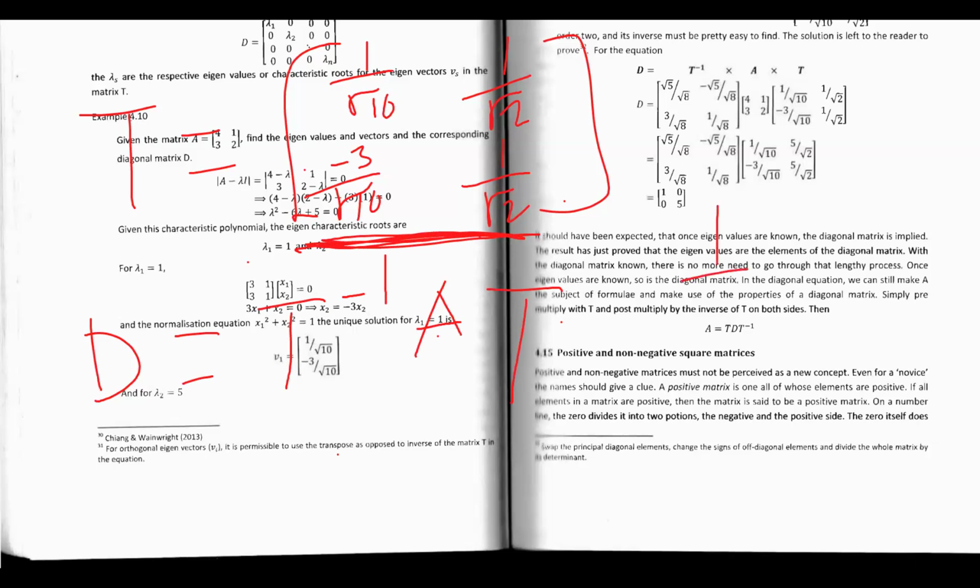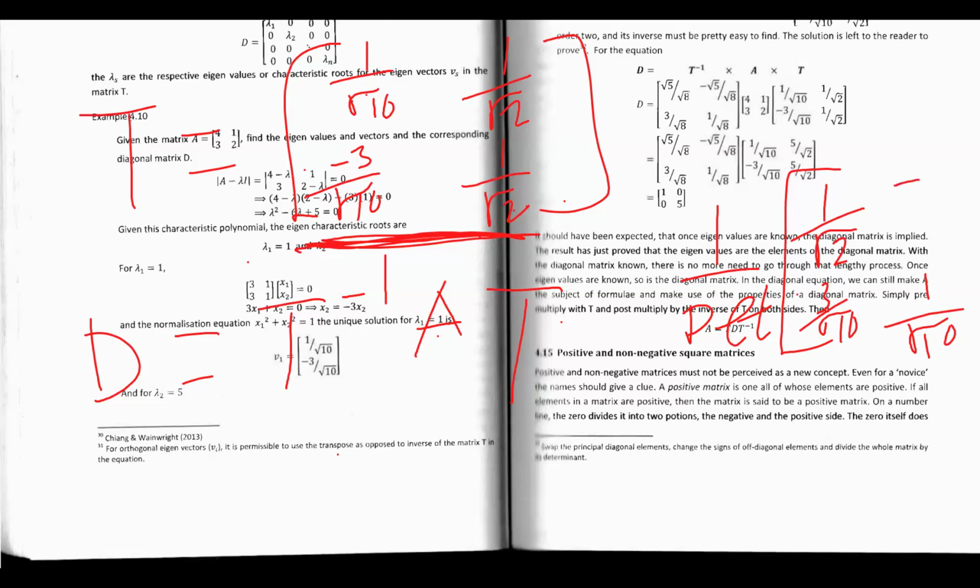So you say 1 over the determinant multiplied by, exchange the numbers in the major diagonal, right? So it will be 1 over root 2 and the 1 over root 10, right? Then these, they change signs. This will be negative. Instead of negative, it will become positive 3 over root 10. Then the other one will become what?